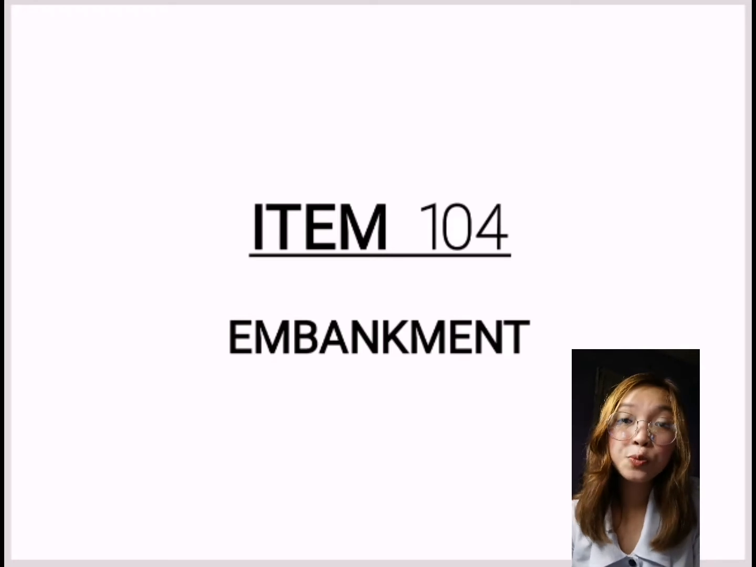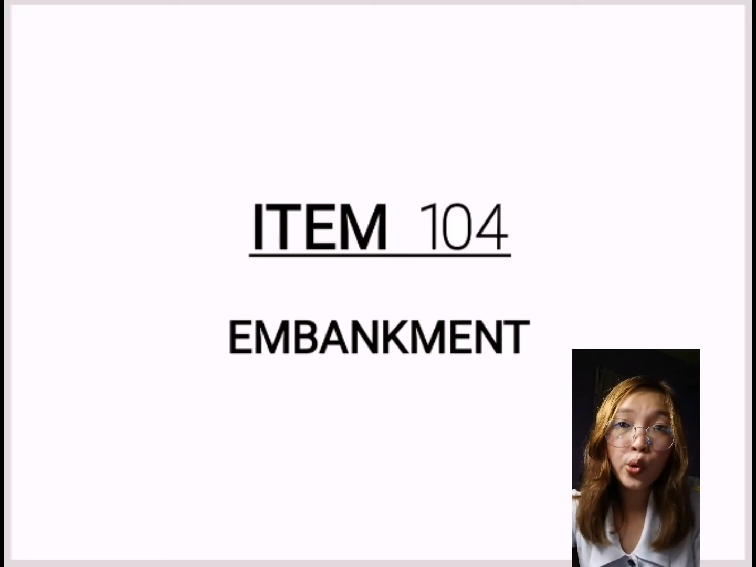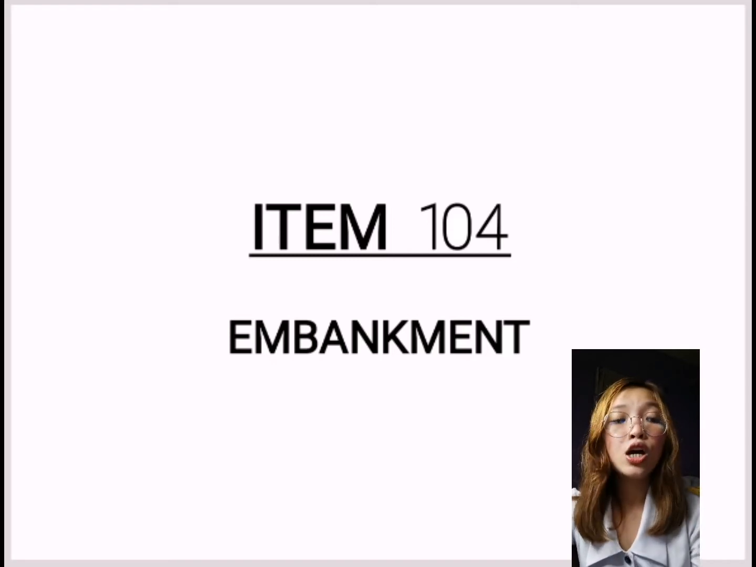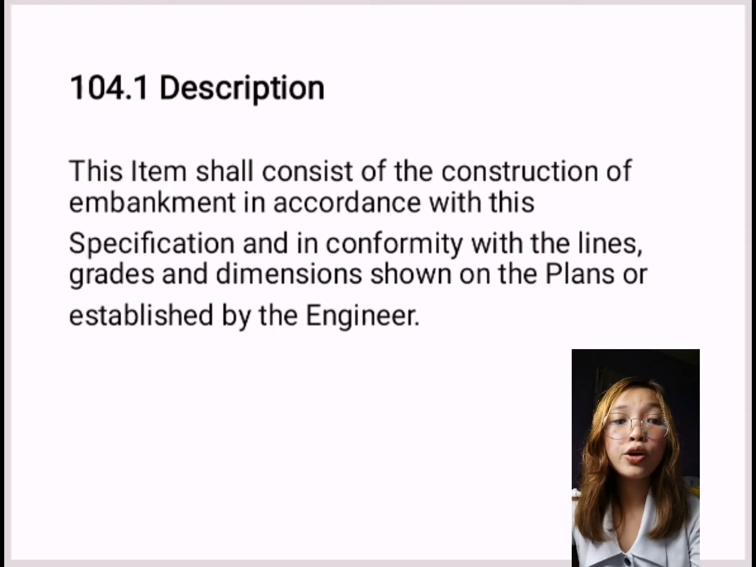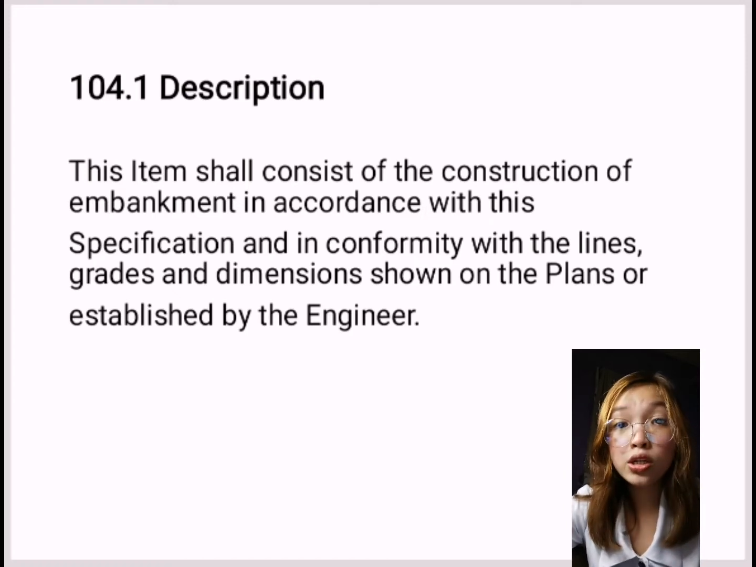So now let's proceed to our next topic, which is item number 104 or the embankment. So item number 104.1, this item shall consist of the construction of embankment in accordance with this specification and in conformity with the lines, grades, and dimensions shown on the plans or established by the engineer.